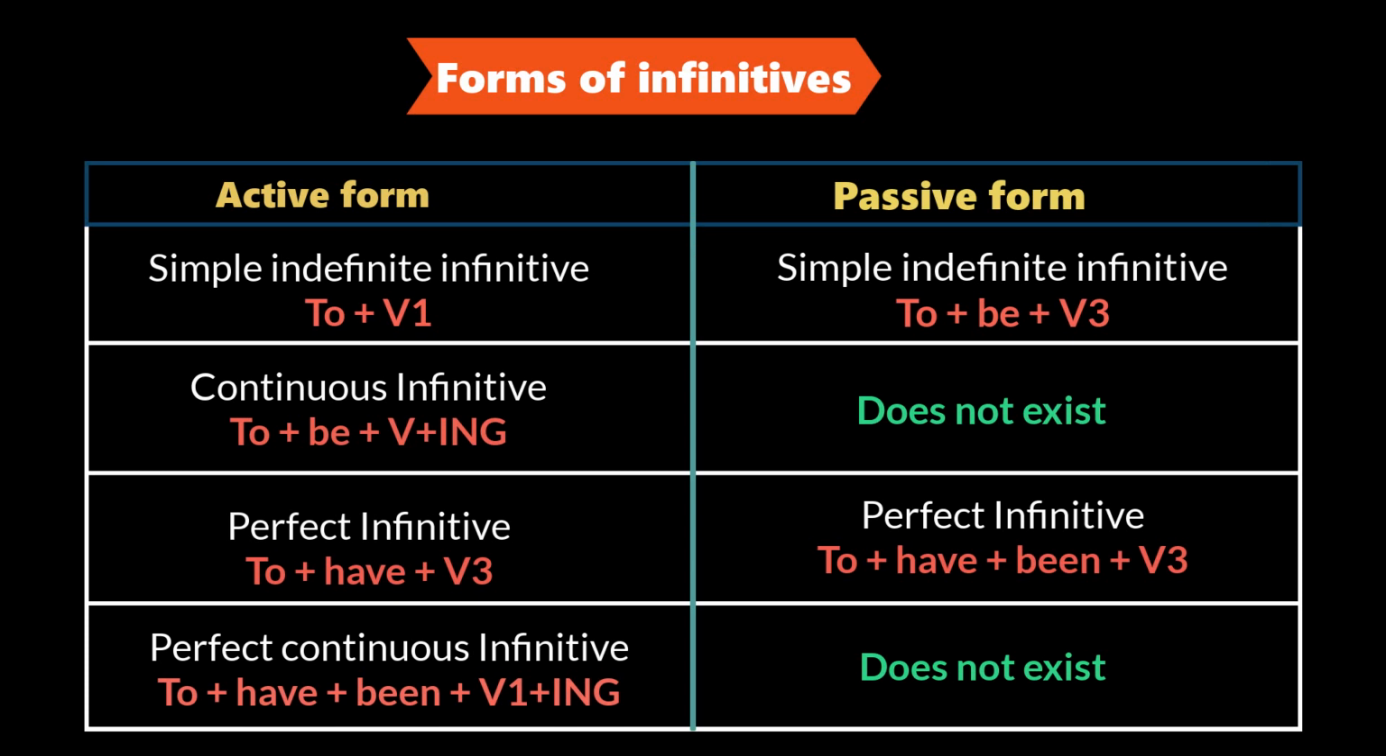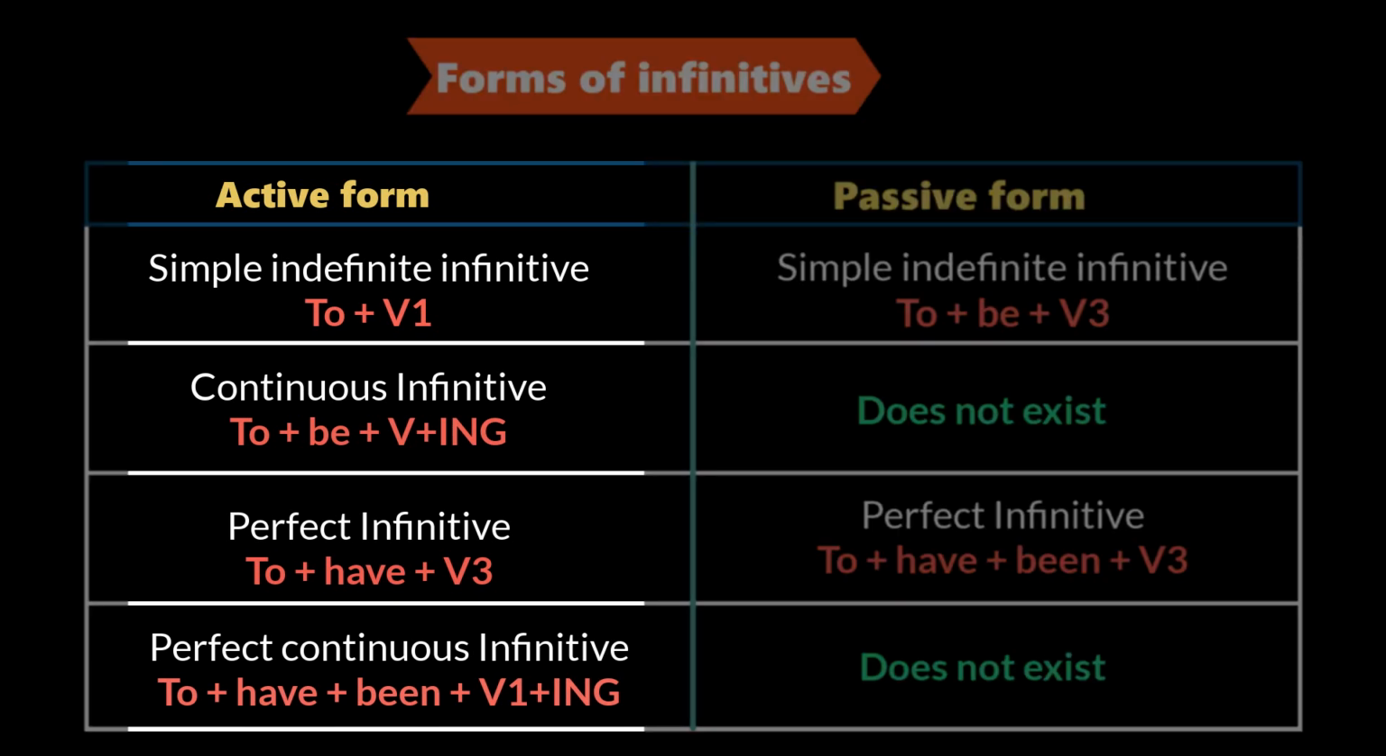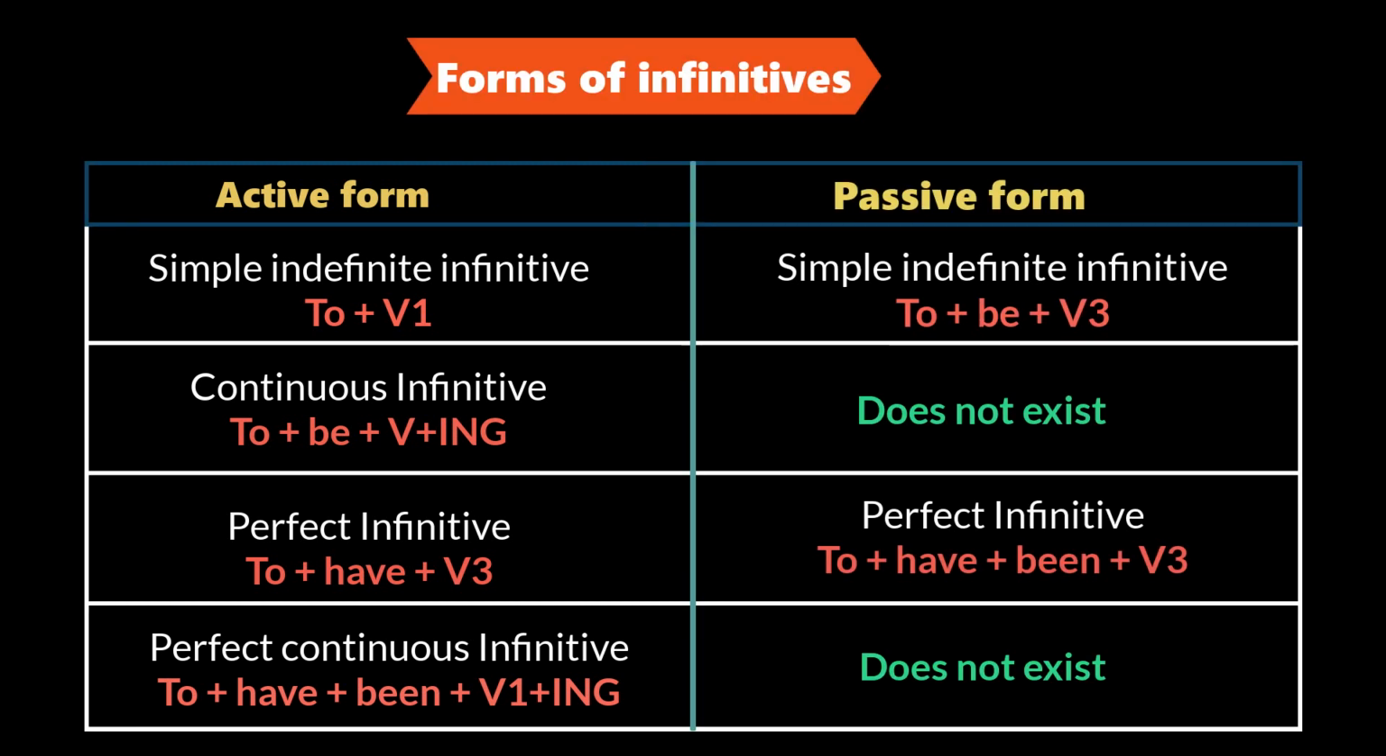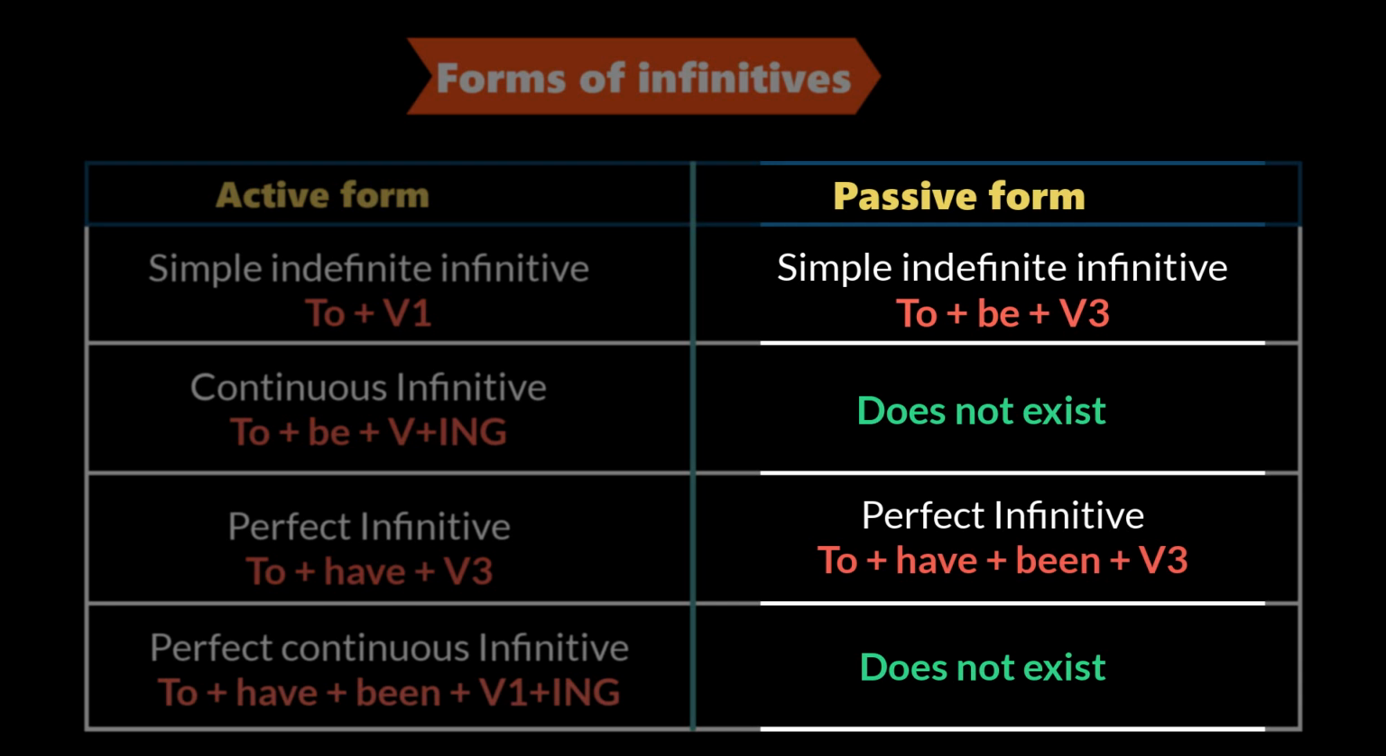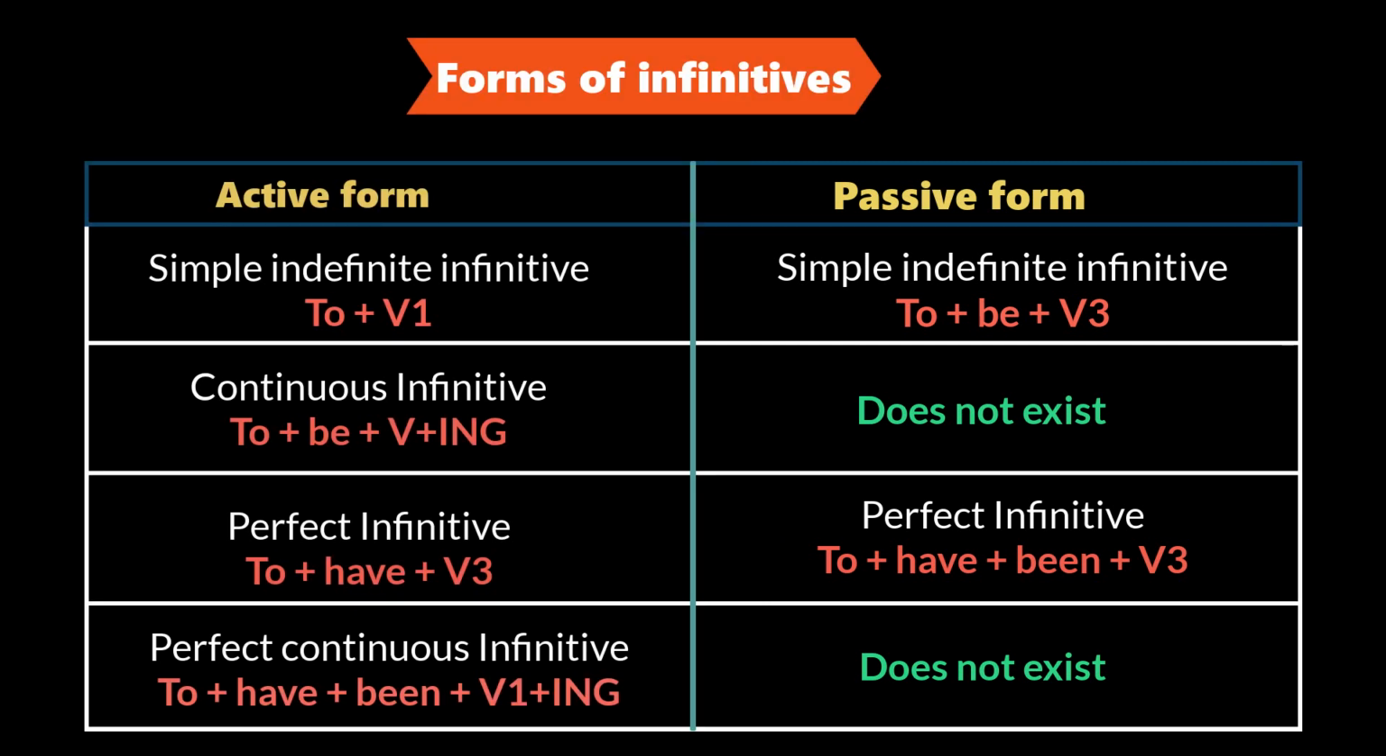Under active form, we have four different forms of infinitives. Number one, simple indefinite infinitives. Number two, continuous infinitives. Number three, perfect infinitives. And number four, perfect continuous infinitives. Under passive form, we have only two forms of infinitives. That are simple infinitives and perfect infinitives. Let us understand all these forms of infinitives.